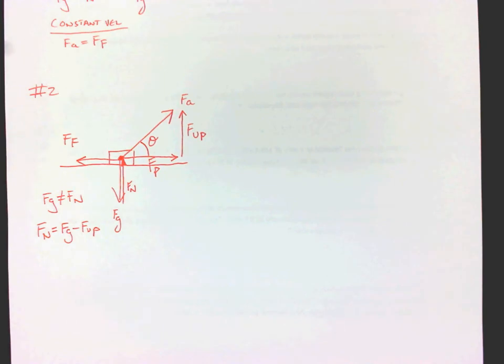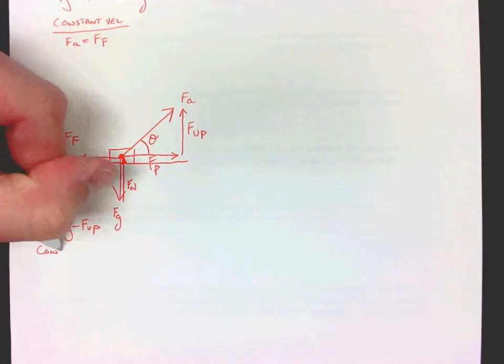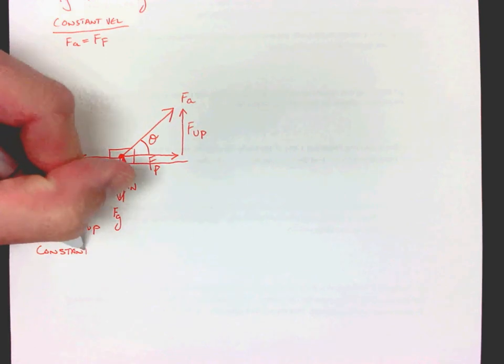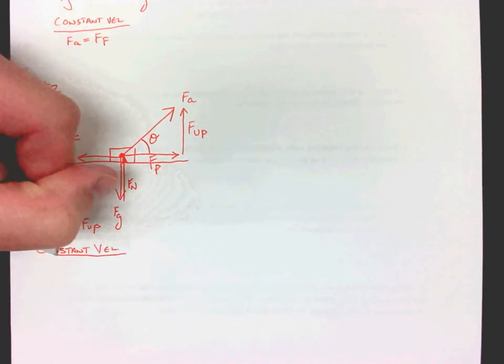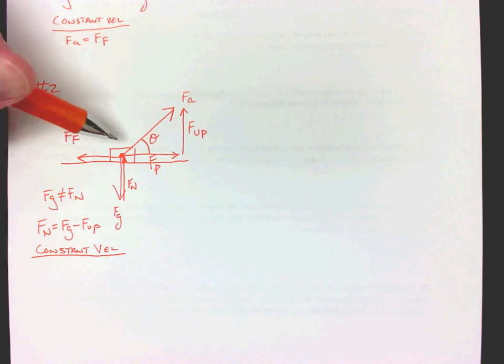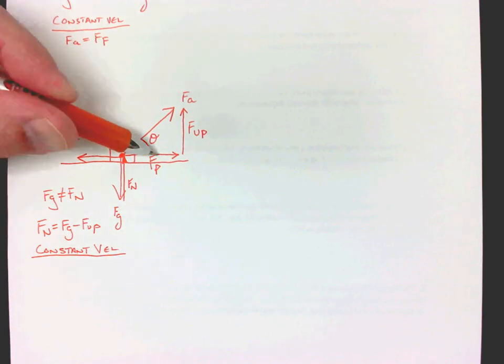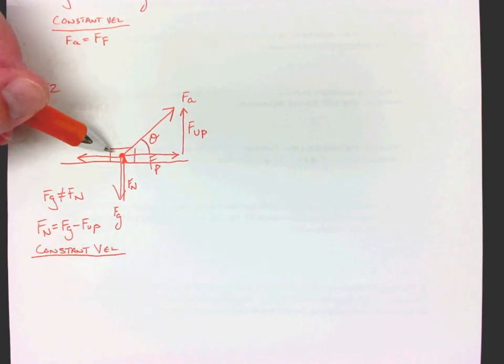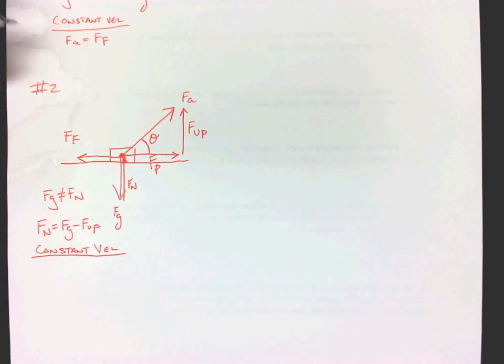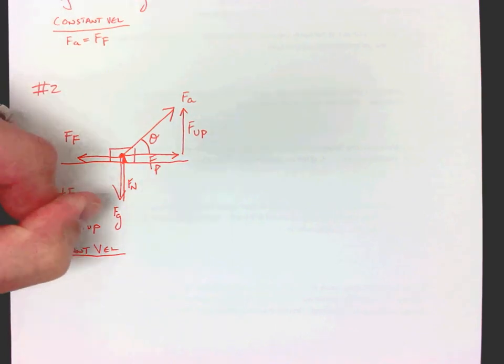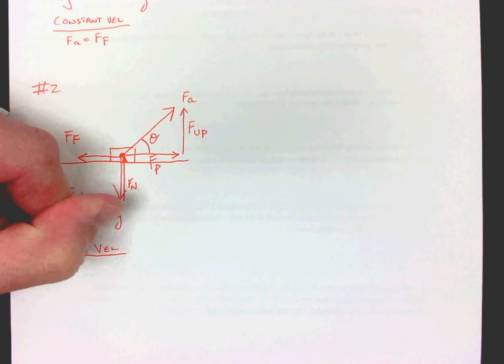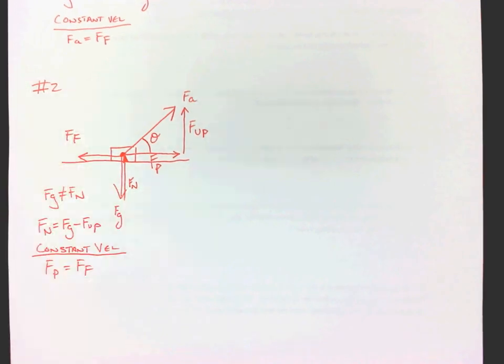We can do the same constant velocity situation. If the problem says constant velocity and it's diagram 2, then that would mean that this force, Fp, has to equal Ff. So that would give us a way to get to those forces if we need those. So Fp and Ff are equal if the problem says constant velocity. So be on the lookout for that. I think that's it for diagram number 2.